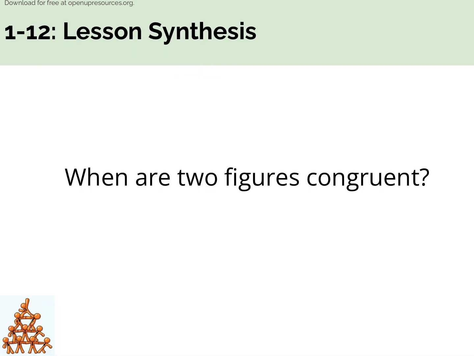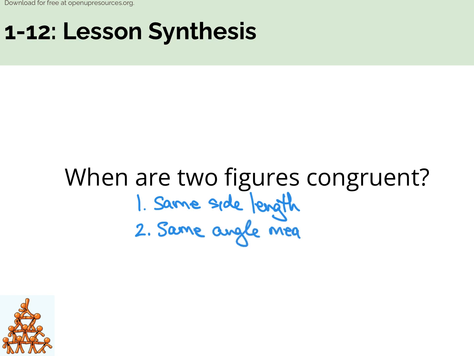So when are two figures congruent? Number 1, they have the same side length. Number 2, they have the same angle measure. And number 3, we have the same shape. So these are the 3 things we're looking at as far as something to be congruent: the same side length, same angle measure, and same shape.